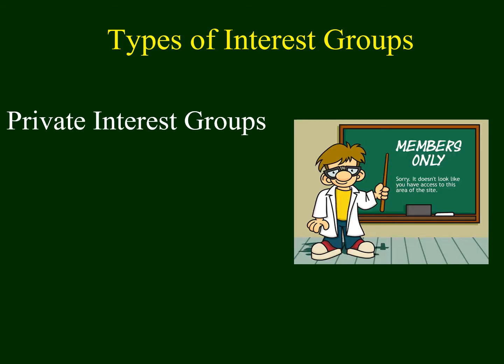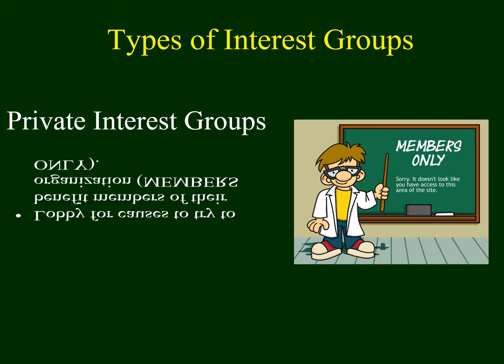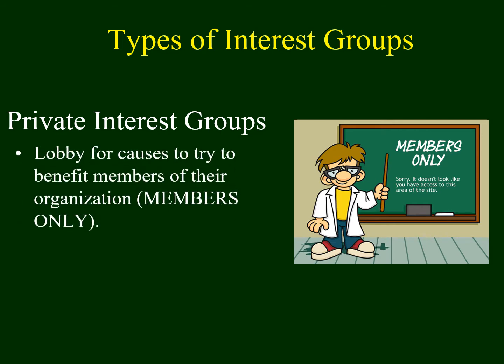The second type of interest group would be private interest groups. Their focus is more narrow. Their goal is to lobby the government for causes to try to benefit members of their organization first. Essentially, their focus is on their members, and they want to protect their rights. If other people's rights are protected at the same time, that's fine, but their focus is on members first.